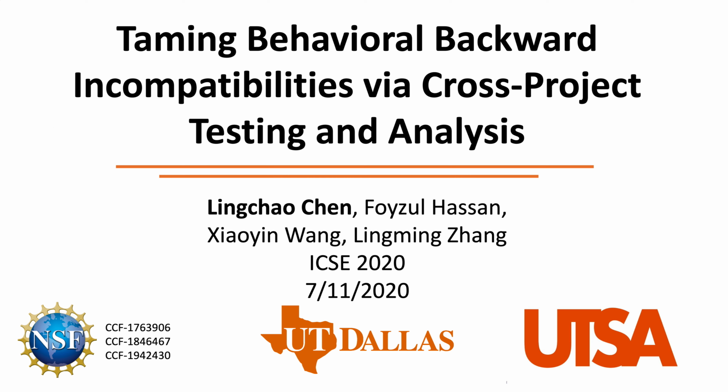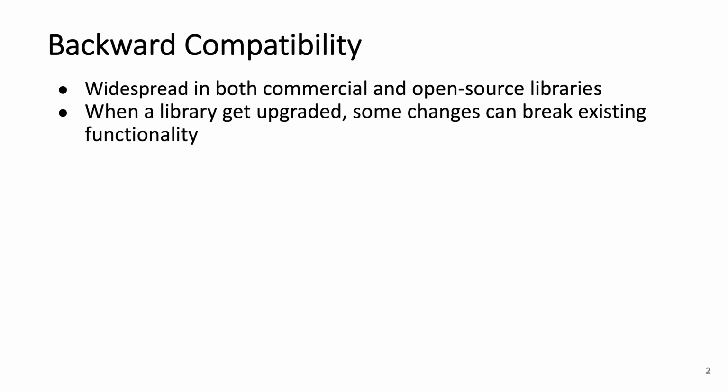Today I'm going to present my XC20 paper, Taming Behavior Backward Incompatibility with Cross-Project Testing and Analysis. First, let me introduce what backward compatibility is. It's widespread in both commercial and open source libraries. When a library gets upgraded, some changes can break the existing functionality.